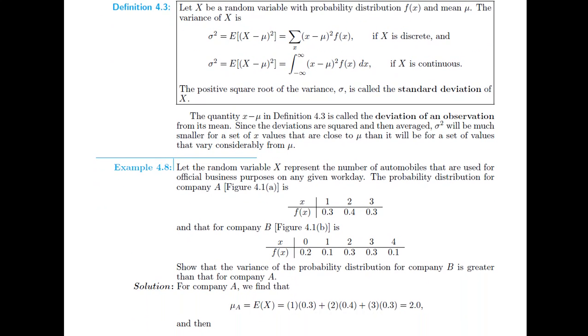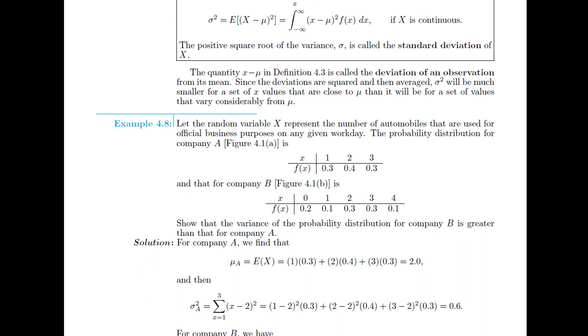The quantity x minus mu in definition 4.3 is called the deviation of an observation from its mean. Since the deviations are squared and then averaged, sigma square will be much smaller for a set of x values that are close to mu than it will be for a set of values that vary considerably from mu.